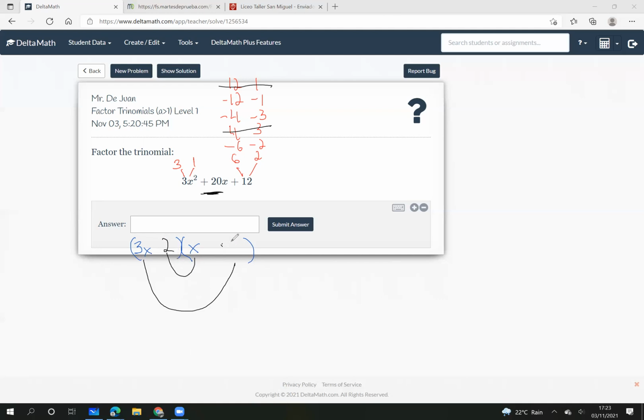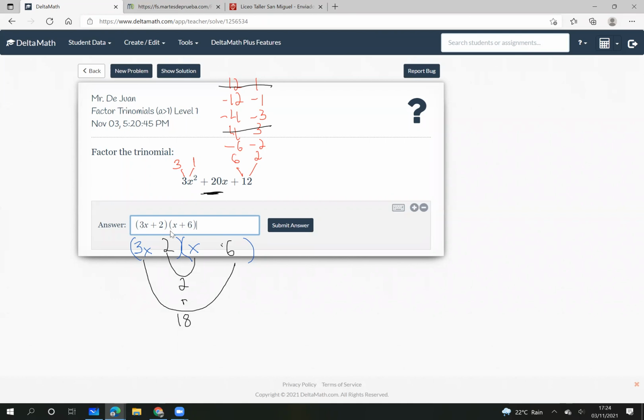Let's try 2. Let's try 6. 2 times x is 2, and 3 times 6 is 18. 2 plus 18 is 20. What number was I looking for? 20. So we know that it's going to have to be 3x plus 2 and x plus 6.